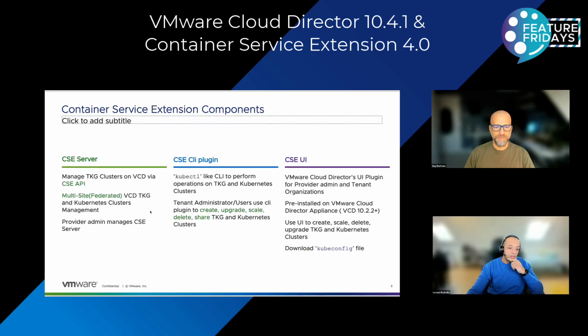So the components of the container service extension: you've got a CSE server component, which handles all the communications with Cloud Director via APIs. And then you've got the CSE CLI plugin. Here I'm mainly talking about CSE 3.x, which has similarities with 4.x, but it's not exactly the same. The CSE server component is for both of them. But in CSE 3.x, you had to install the server component on a Linux VM, which is not the case in 4.x, as we're going to see.